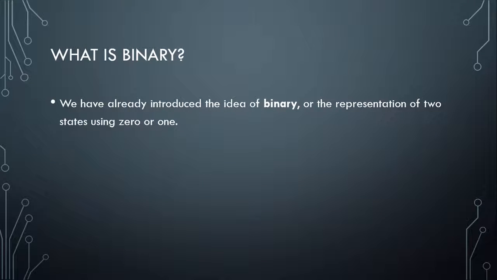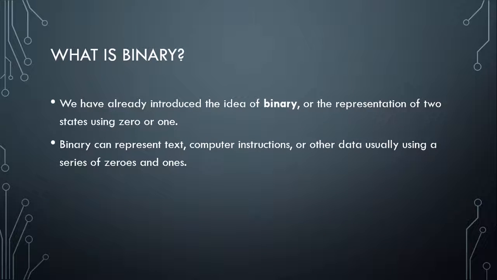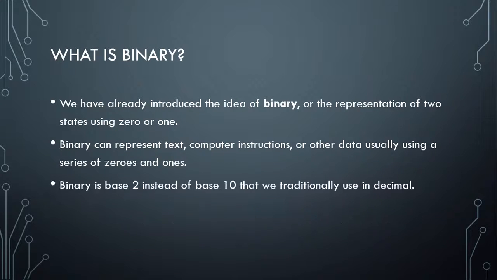Well, we've actually already introduced the concept and the idea of binary, or the representation of two states using either a 0 or 1. Now, binary of course can represent anything from text to computer instructions, or any other data that the computer really uses, using a series of zeros and ones. And if you recall earlier, we had talked about how those zeros and ones are really a voltage state. Zero is low voltage, one's high voltage. Zero usually is the quote-unquote off state, whereas one is a quote-unquote on state.